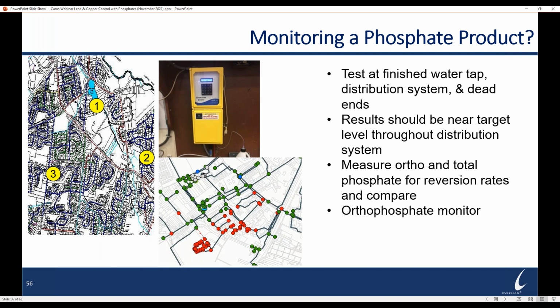There are online orthophosphate monitors out there that you can purchase. You can have them at your plant or a pump station and basically get continuous readings every 6 minutes of your orthophosphate content.